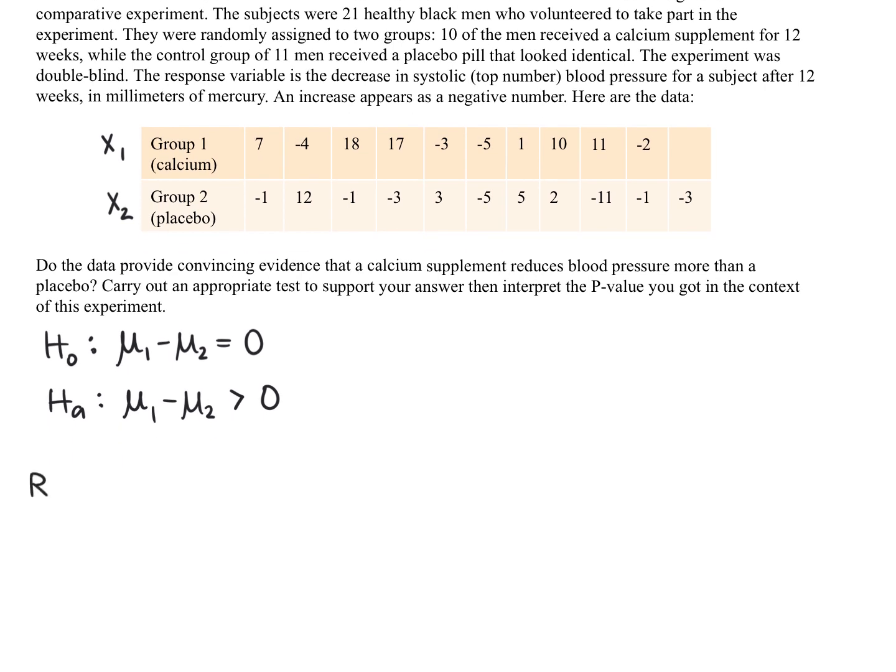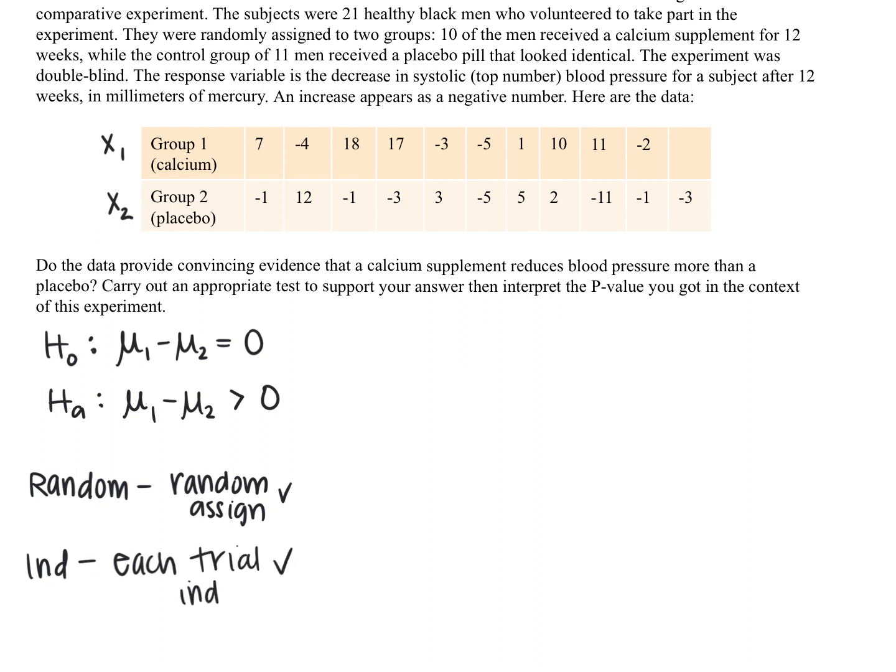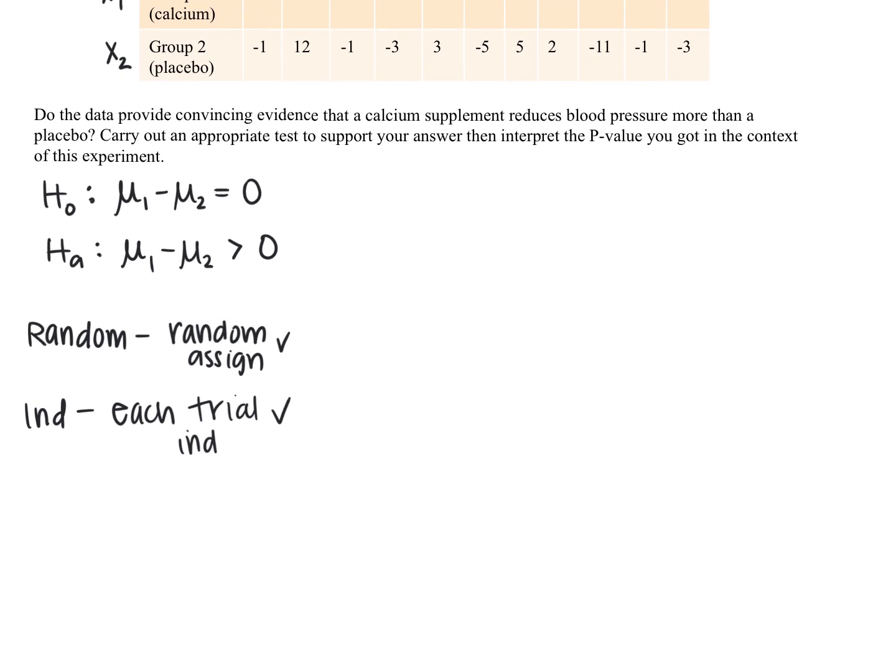Now we want to check our conditions. So for random, this was an experiment, and it does say that there was random assignment between the two groups. For independence, again, this is an experiment, so each trial is independent. And then lastly, normal. So unfortunately for us, our sample sizes are 10 and 11, not greater than or equal to 30. We're also not given that the population distribution is normal, which leaves us checking our graph.